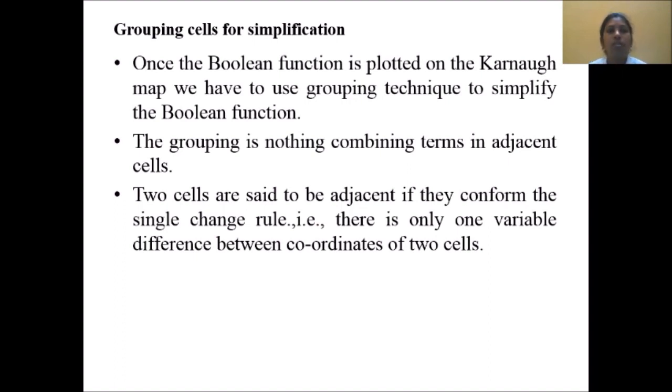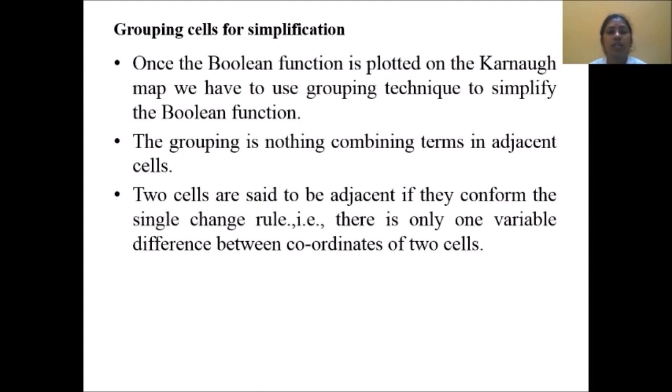The next one is grouping cells for simplification. First we have entered the K map and we have entered the contents in the K map. The next one is grouping the elements that we have entered. So this is called grouping. This grouping is nothing but combining terms in adjacent cells.